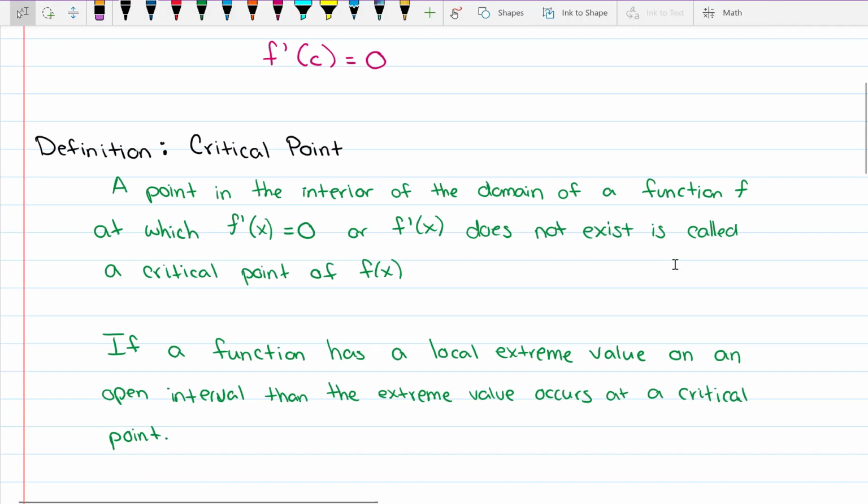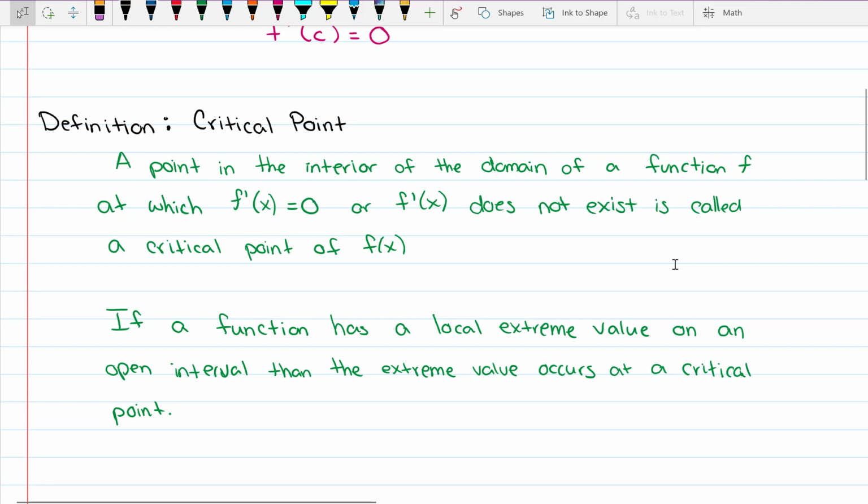So the definition of a critical point. A point in the interior of the domain of f at which f prime of x equals 0 or f prime of x does not exist is called a critical point. These are points we're going to check for maxes or mins. The reason we need to check where it's not defined is because there could be a cusp or a corner, which would also work as a max or min.